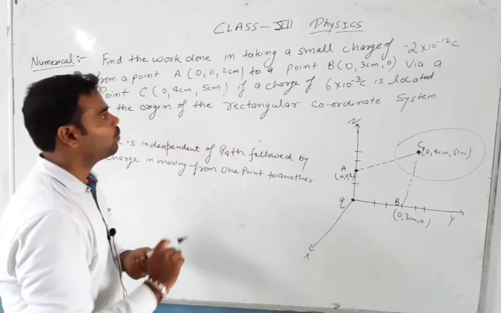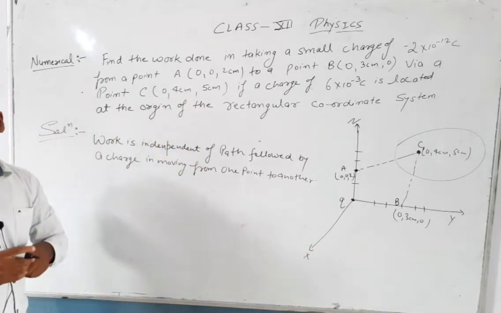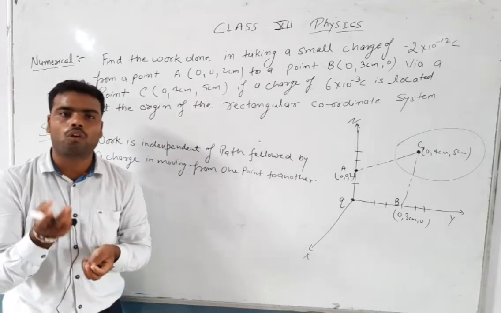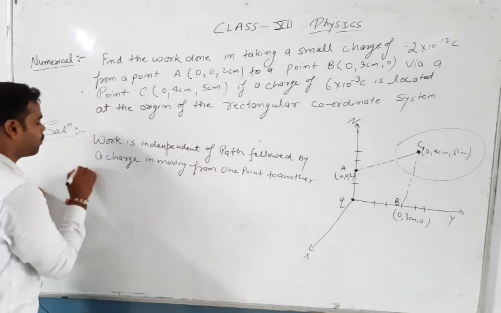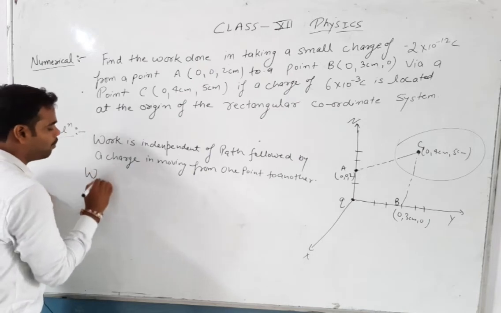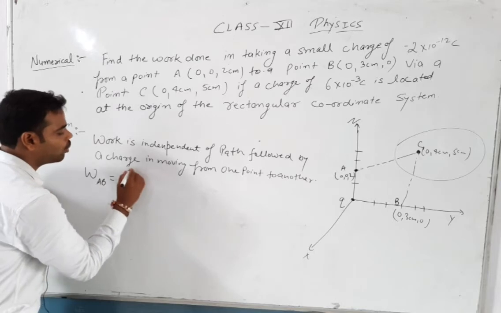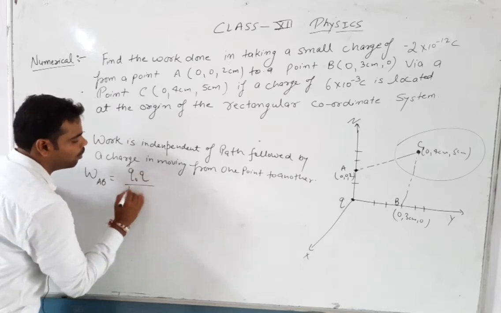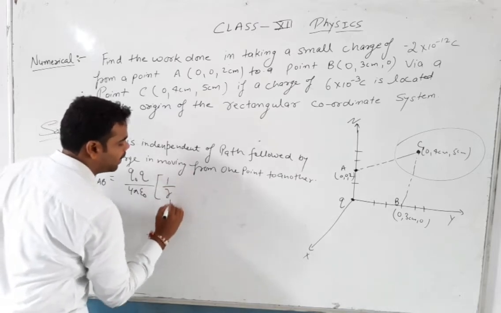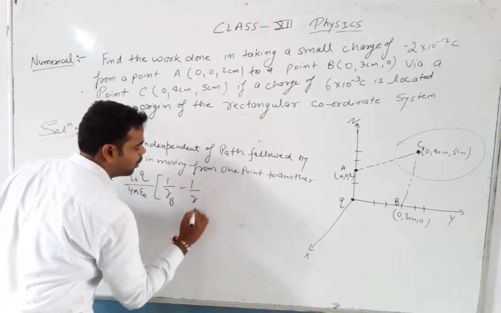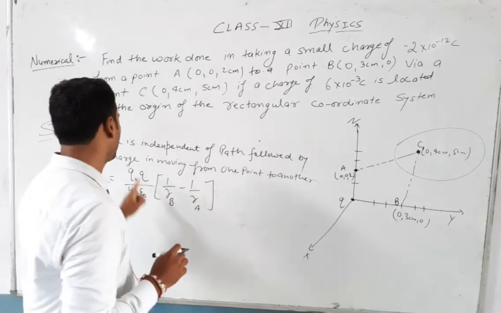Now we have to determine the work done. Okay, so work done for this is given as W is equal to Q naught Q upon 4 pi epsilon naught multiplied by 1 upon RB minus 1 upon RA. The formula we will use for work done will be WAB. Okay, now we have to write all of these values.